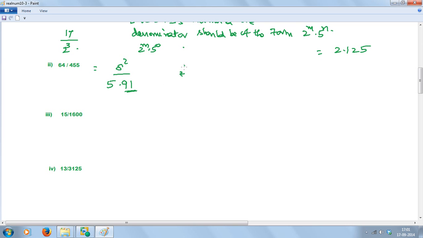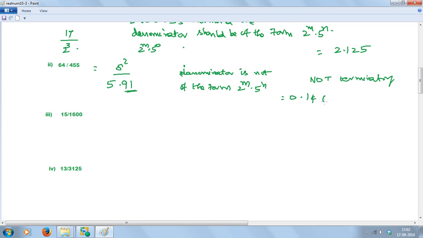So the denominator is not of the form 2 to the power m into 5 to the power n. So if you divide, it is not terminating. If you actually work out, it goes like this: 0.1406593, like this. It goes on. You just make an attempt to divide and check.